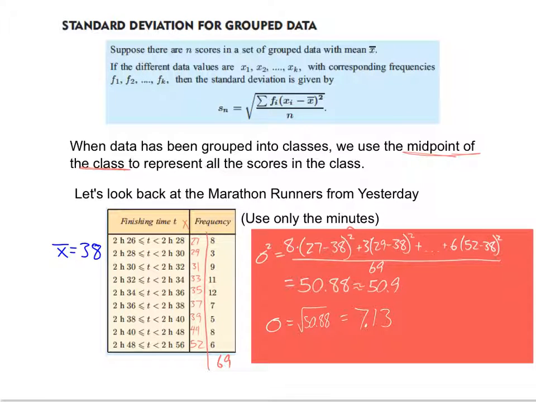Once we start looking at normal distribution, we could say that statistically speaking, 68% of the runners finished within 7.13 minutes of that 2 hour 38-minute mean. And 95% of the runners finished within 14 minutes on either side of that mean. That's where the normal distribution comes in.